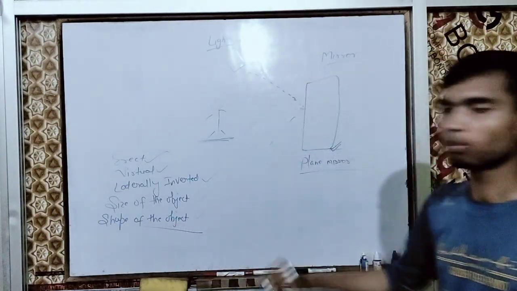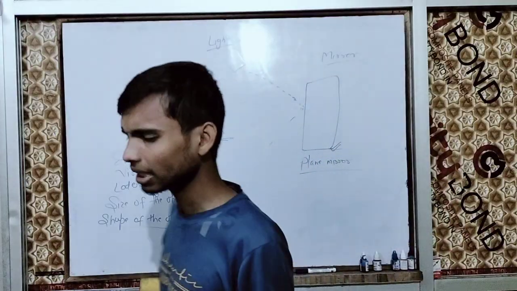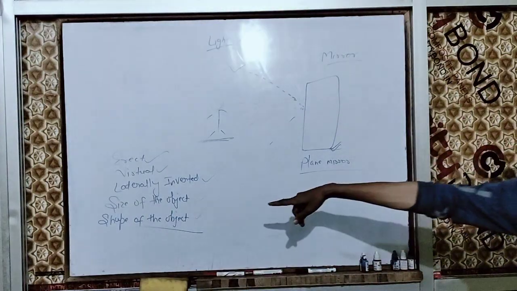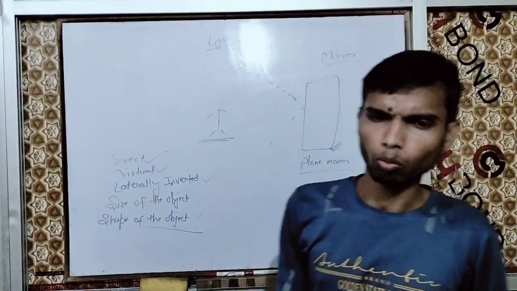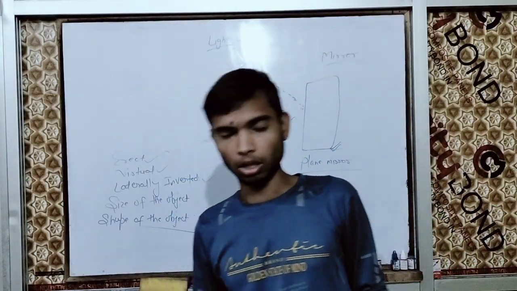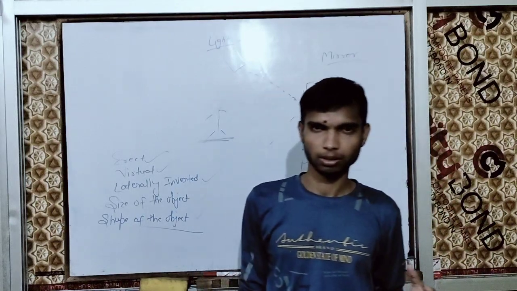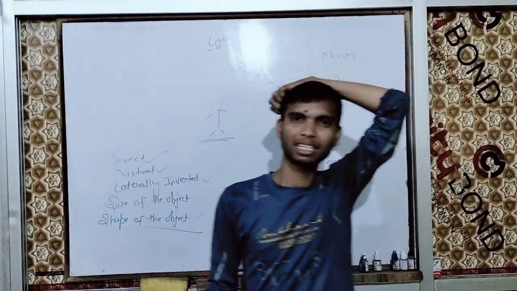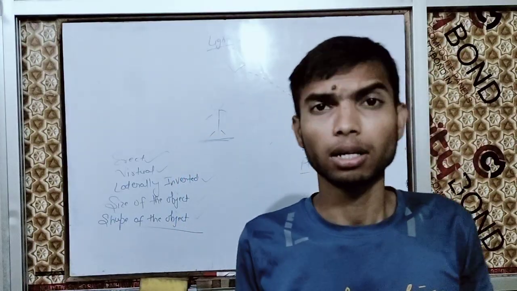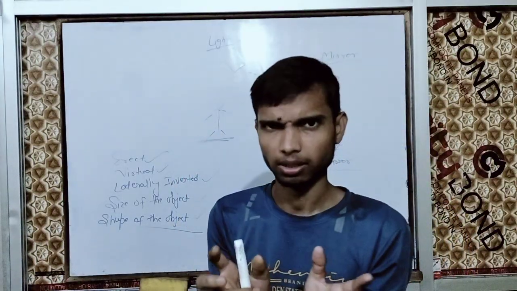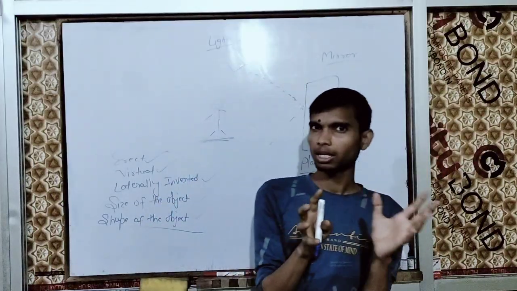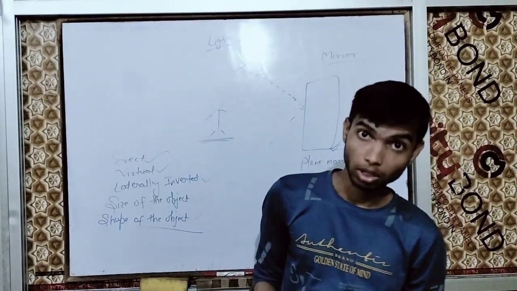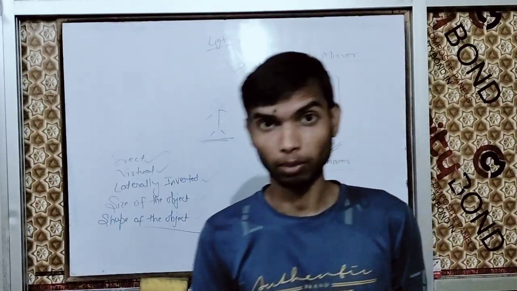Next is the shape of the object. You can say the outline of the object, but it would be better to say the shape of the object. Remember, whatever the shape of the object is, it will be the same. Let's visualize it. If the object is a square shape, you will not observe a circle inside the mirror. No, this will not happen with the plane mirror.